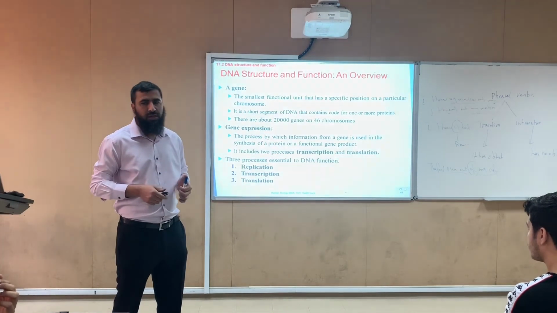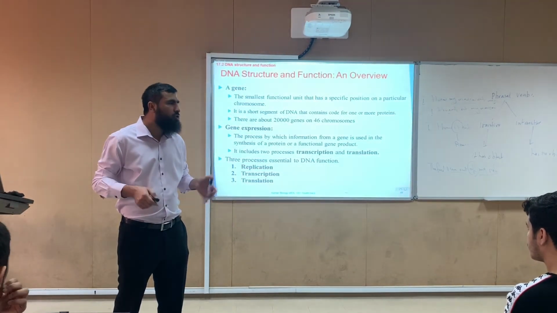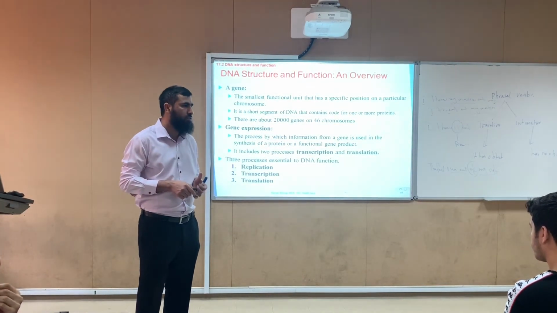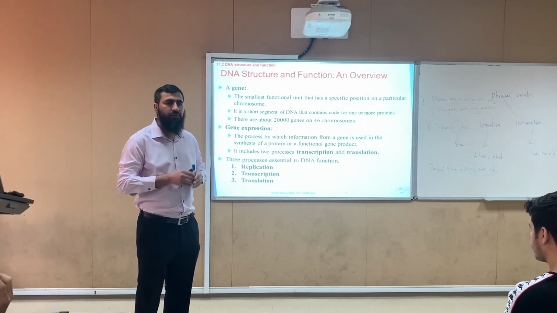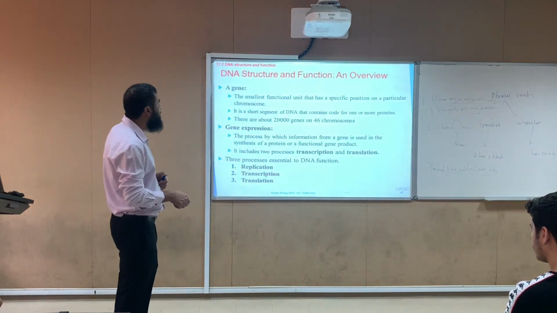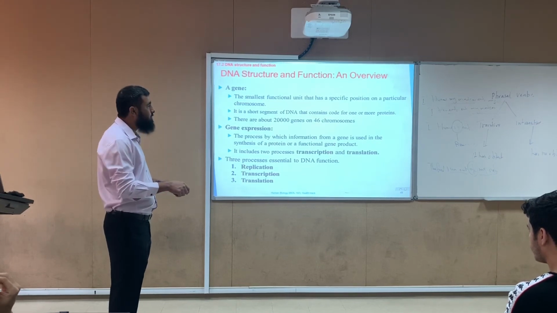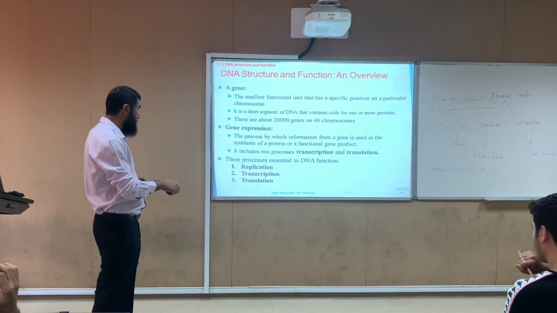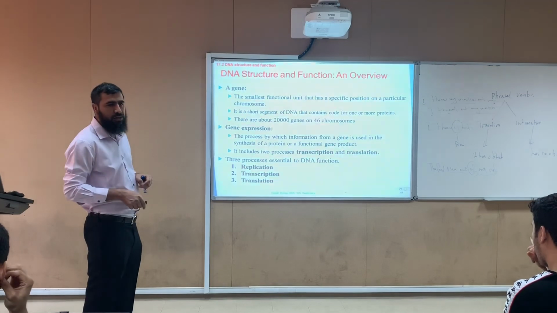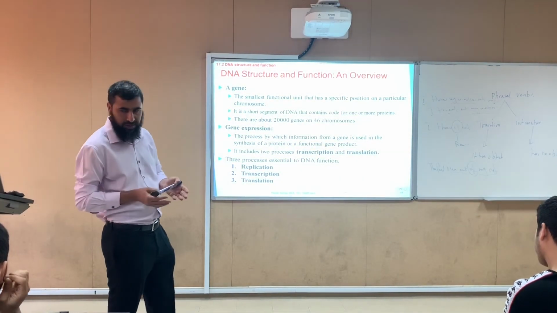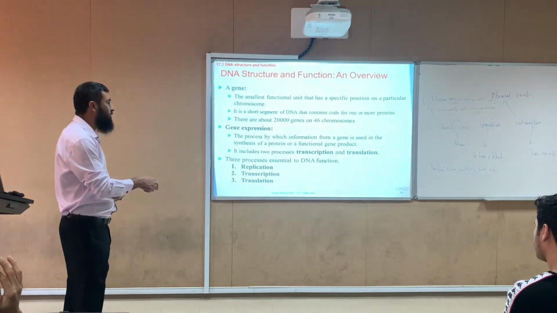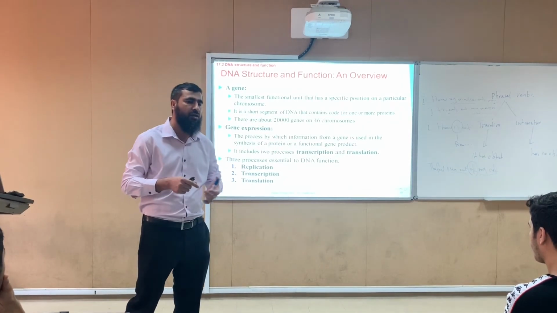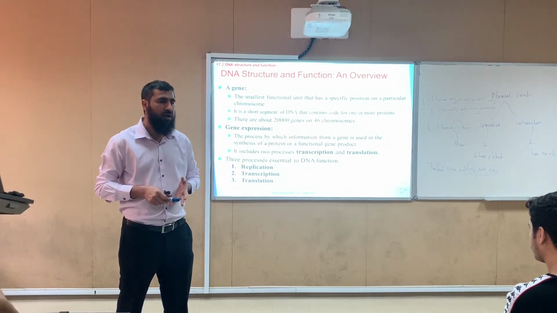In humans, most genes code for only one protein. Sometimes a gene codes for two proteins, where the protein is made and then broken up into two functional parts, but more likely it's one. In bacteria, you can sometimes get two or three proteins. Our genome, the collective DNA, has about 20,000 different genes on the 46 chromosomes that code for proteins and different RNAs.